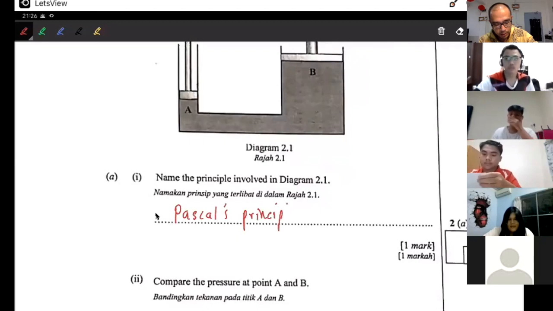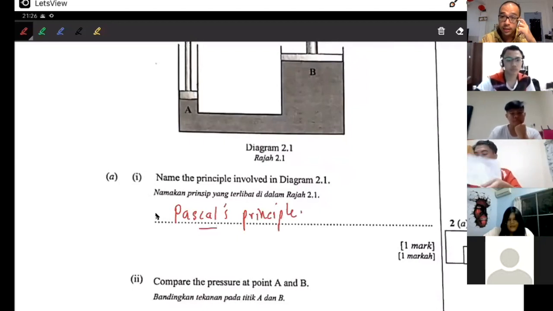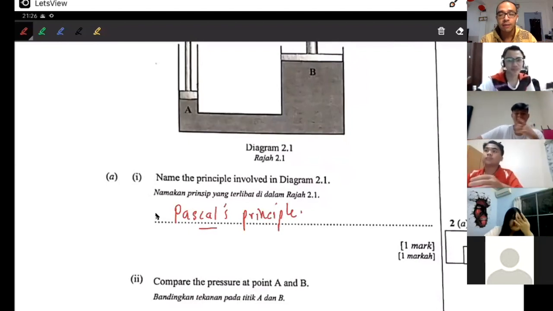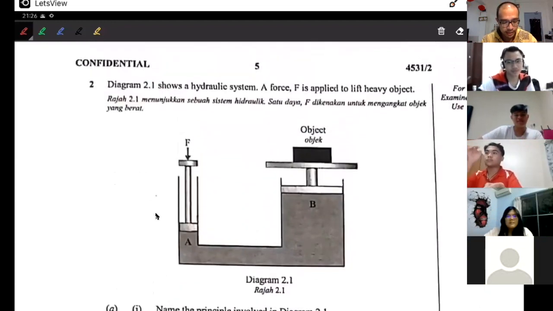Okay, Pascal's principle. As a reminder, please don't spell people's names wrongly. Pascal is P-A-S-C-A-L. P-A-S-K-A-L is the name of a movie involving Malaysian soldiers, sorry, not Melayu. But Pascal is a real scientist.